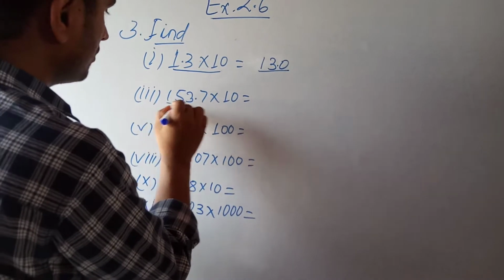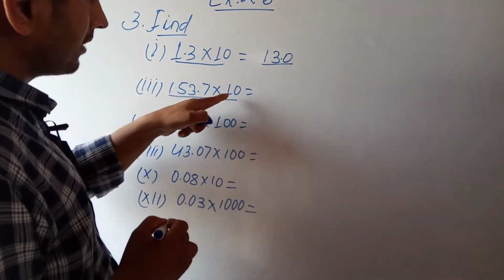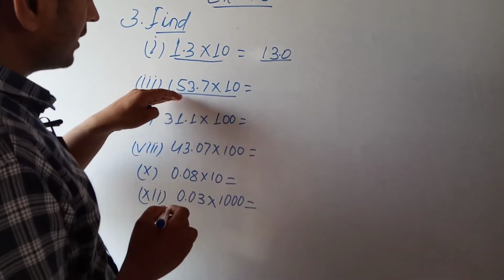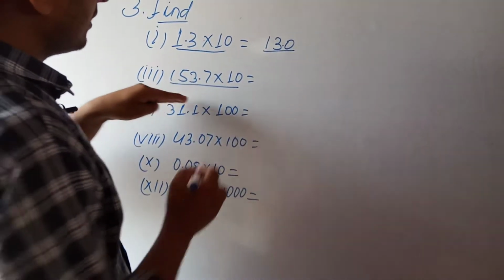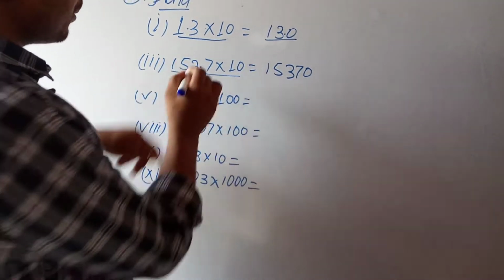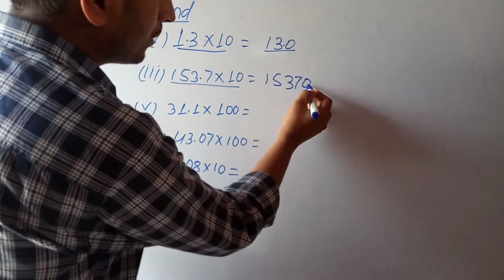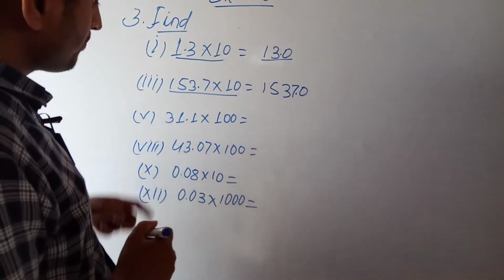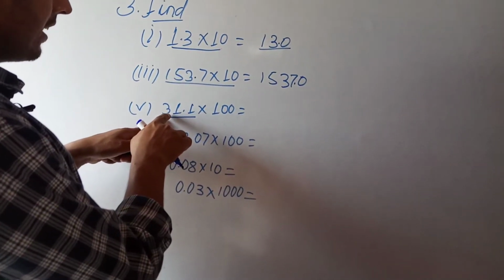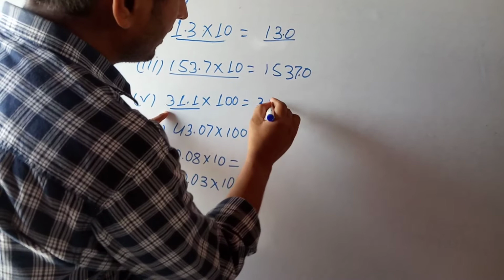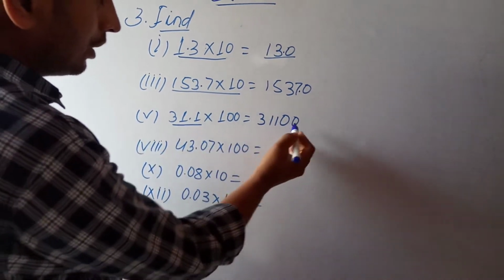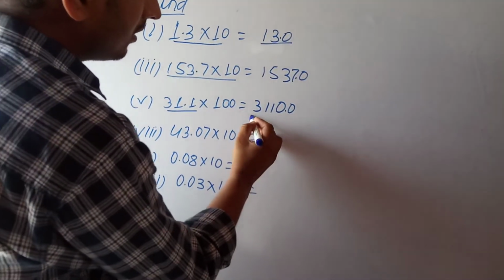Now coming to third, 153.7 multiplied by 10. Just forget the decimal, so it will be 1537 into 10, which is 15370. After decimal there is one digit, so after one digit put the decimal here. Now coming to 5, 31.1 into 100. First multiply this number 311 into 100, that is 311 and 2 zeros. And then after decimal there is one digit, so after one digit put the decimal.